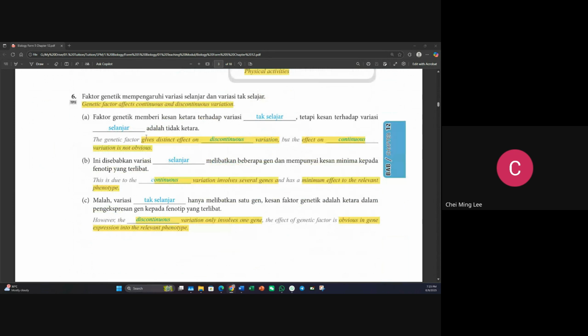So the genetic factor gives a distinct effect on discontinuous variation. Distinct effect 就是明显的变化不同。Okay, but the effect on continuous variation is not that obvious. This is because continuous variation involves several genes and has a minimum effect on the relevant phenotype. So discontinuous variation only involves one gene. So genetic factor is obvious in gene expression into the relevant phenotype. Means that for discontinuous variation, it only involves one gene. So a little change will show a very obvious difference.